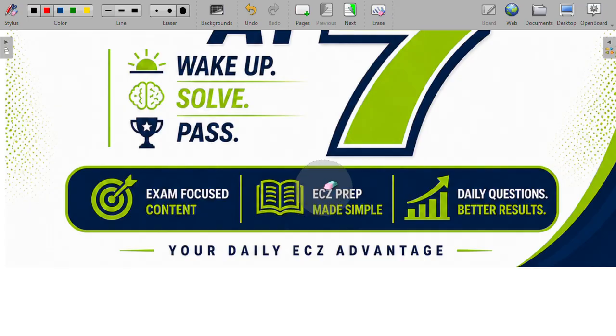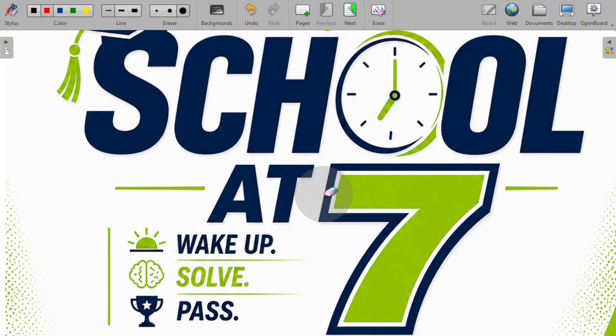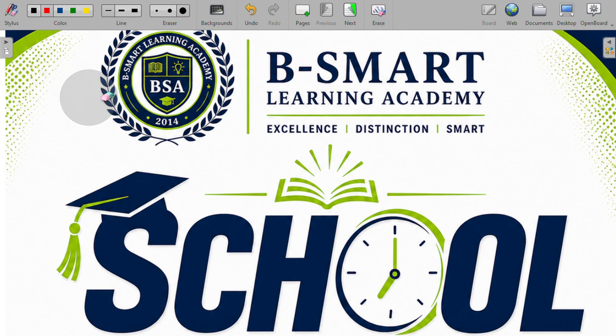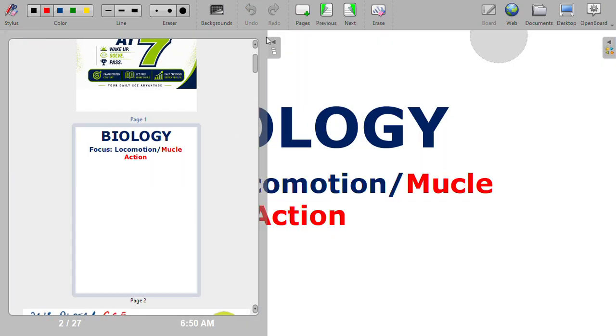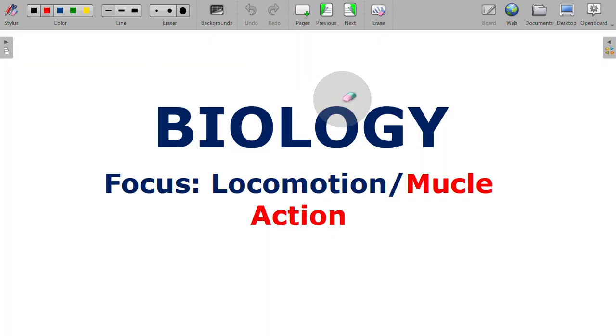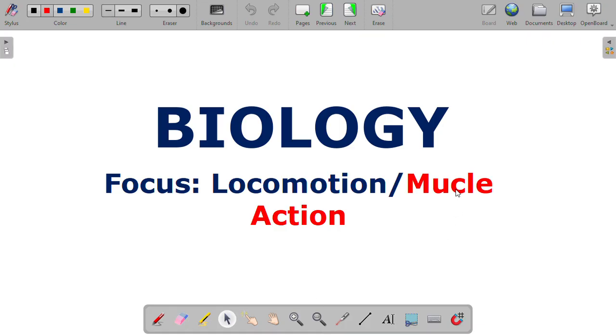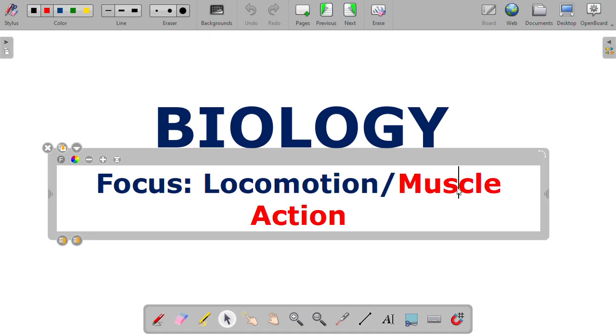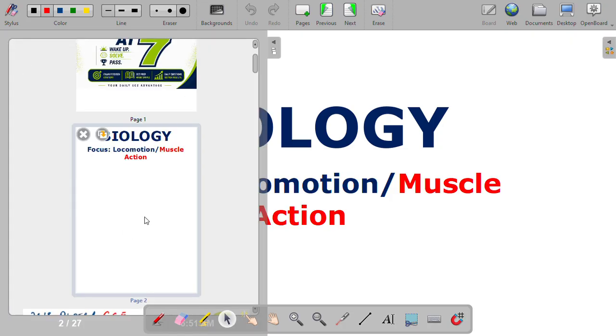All right. So here we're going to revise an exam paper in one of the beautiful subjects, I would say that. Okay, so I want you to get your pen and your book, all right? And let's get started. Today we're looking at biology and our focus is locomotion, muscle action to be particular. So muscle action and locomotion. Right, so let's get started.